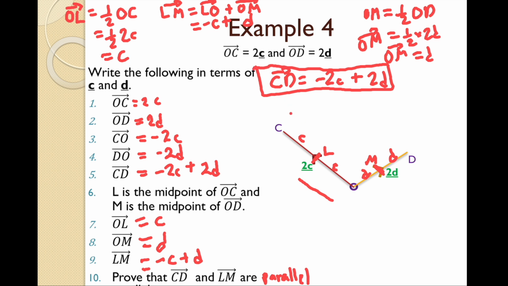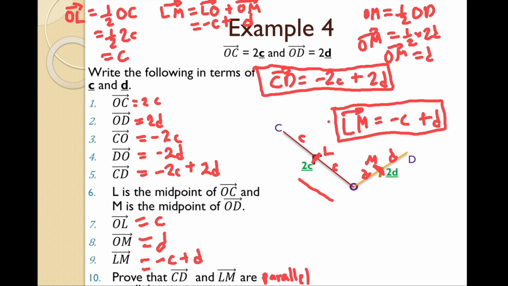All right? And then we have LM, I'll put LM here, is equal to minus C plus D. Now the question is, are these parallel? They don't share the same point. Now, how do you know? Because I don't know, I see letters. I'm confused. How in the world do you know that they are scalar multiples of each other?